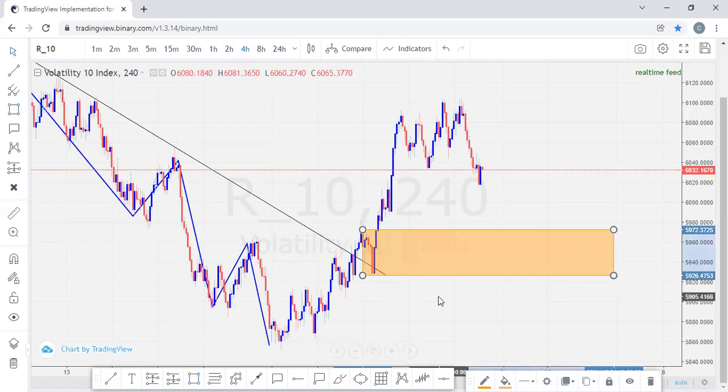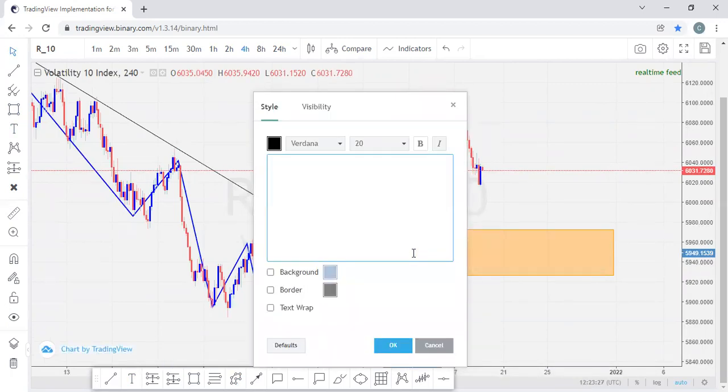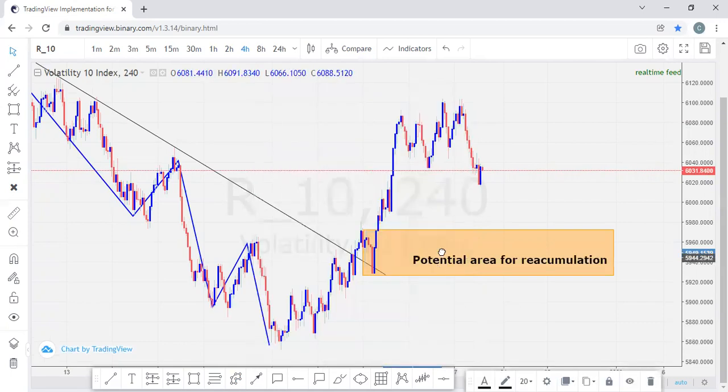So we can simply label this as our potential area for reaccumulation. That means we want to see the lower time frame break of structure. We want to see the market coming to this region, give us the break of structure, and then we buy from this region.